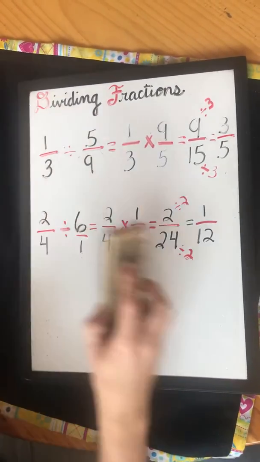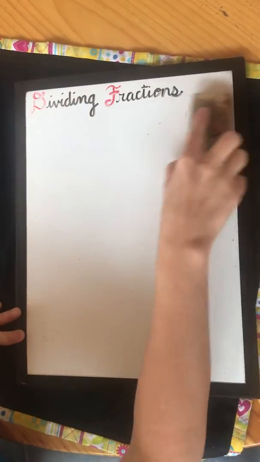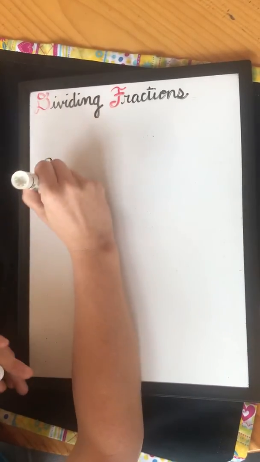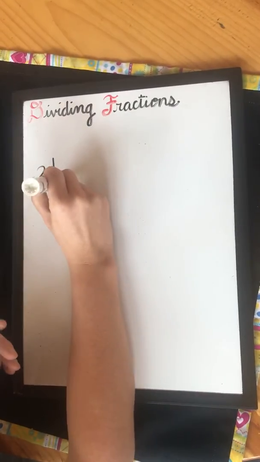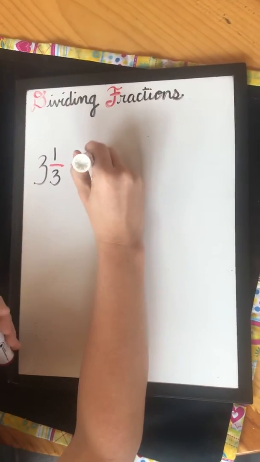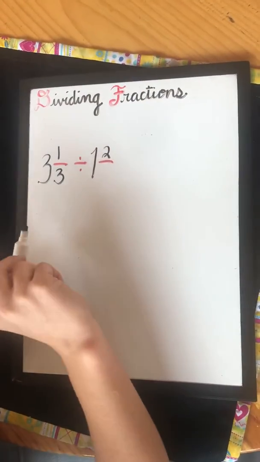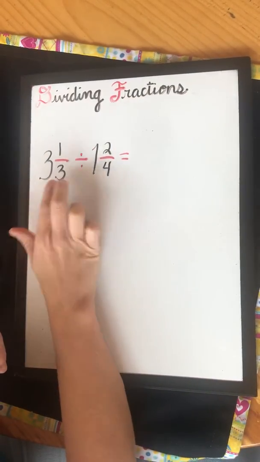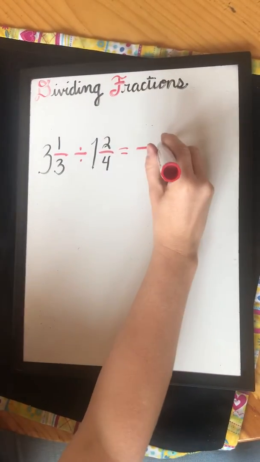Okay, let's do one last problem, and this time we're going to do a division of 2 mixed fractions. So we're going to take 3 and 1/3, and we're going to divide it by 1 and 2/4. Step number 1 is to change these mixed fractions into improper fractions. So let's change them to improper fractions.